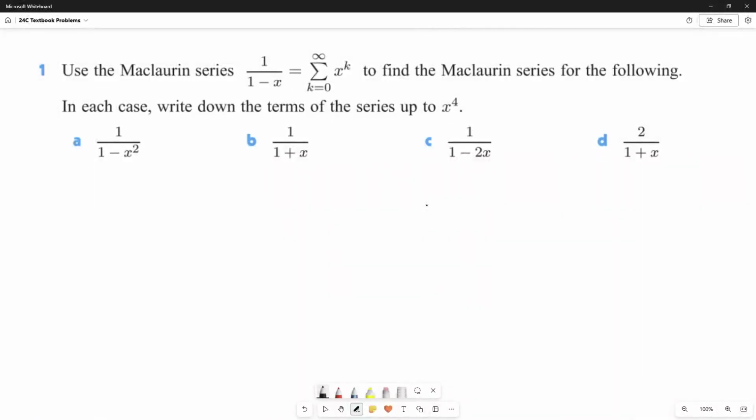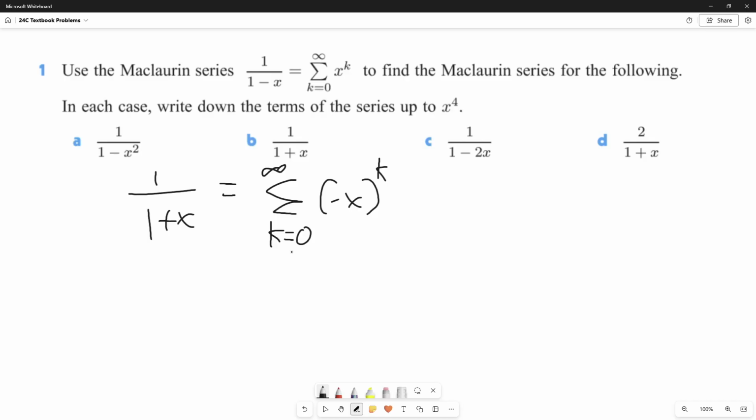For part B, we do something similar. We can substitute negative x for x because this changes from 1 minus x to 1 plus x, so we just change the sign of the x. So 1 over 1 plus x is equal to the sum from k equals 0 to infinity of negative x to the power of k.